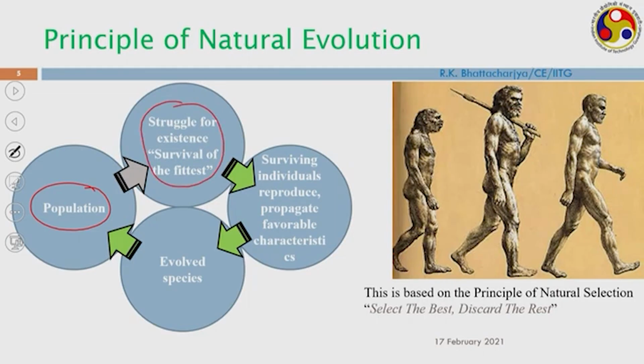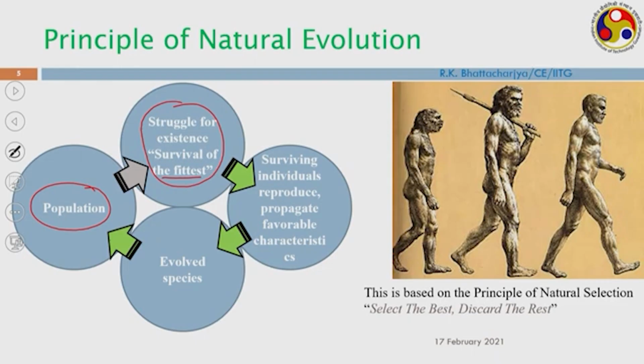Okay. So, struggling for existence, and we call it survival of the fittest. So, what will happen, this population is struggling and the fittest will survive. Okay. So, this is the natural law, basically the fittest will survive, and those who are not fit, they will be eliminated from this process.